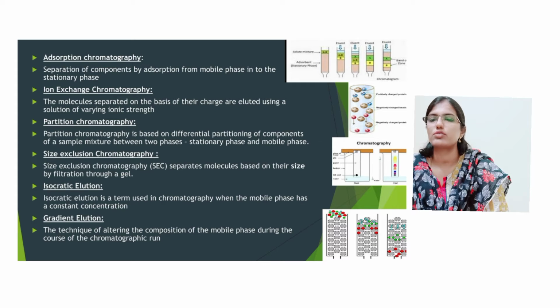Isocratic elution. Isocratic elution is a term used in chromatography when the mobile phase has a constant concentration. Gradient elution is the technique of altering the composition of the mobile phase during the course of the chromatographic run.